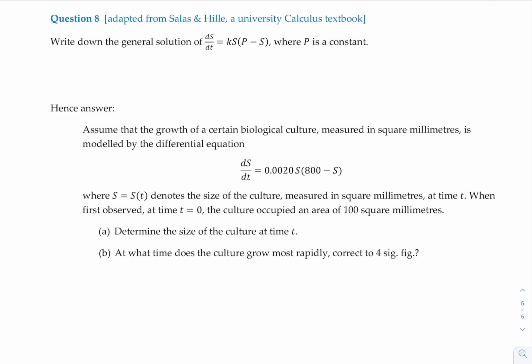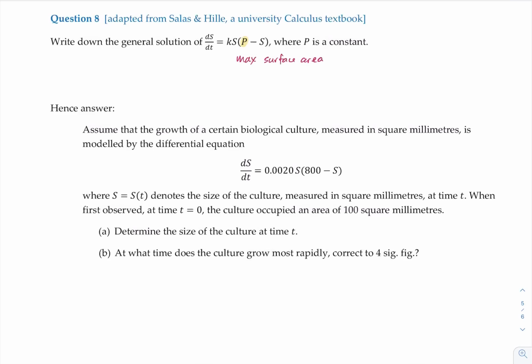Write down the general solution of dS/dt equals kS(P minus S). So we've got some different nomenclature here. S is our population. Why is it that? Because we're looking at an area later on, so square millimeters. So think of surface area of a biological culture. P is just a constant, so don't think of P as population. I know it's confusing, but we have to be able to deal with confusion. So P is the maximum surface area.